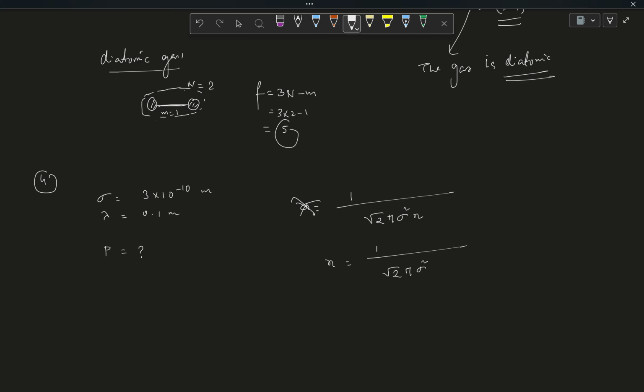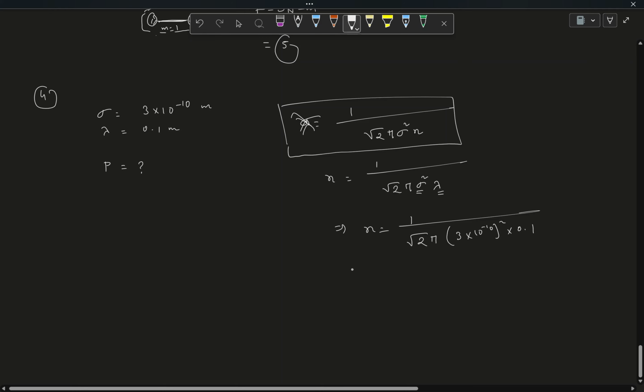Sorry, this is lambda, not sigma. This is the mean free path formula. From the question you know what sigma and lambda are. If you put those values in, this is root 2 pi times (3 into 10 to the power of minus 10) whole squared into 0.1. So you will get the molecular number density, or number of molecules per unit volume.